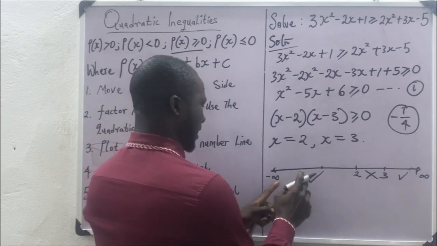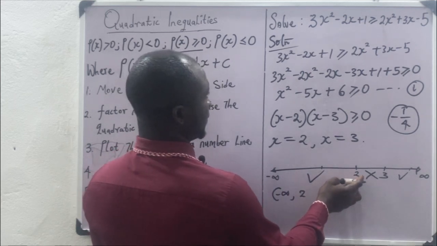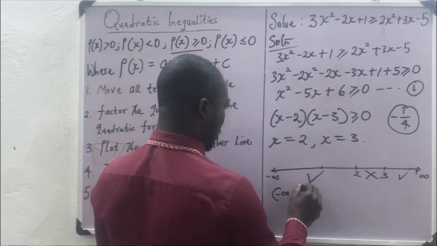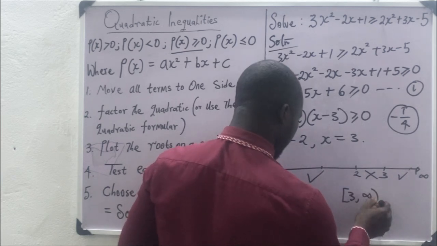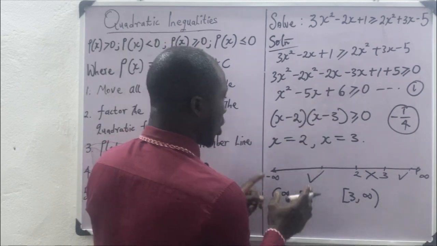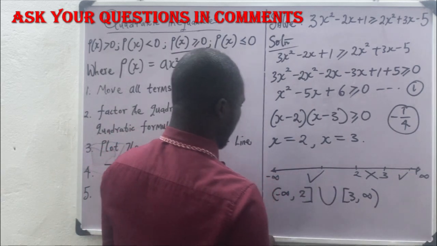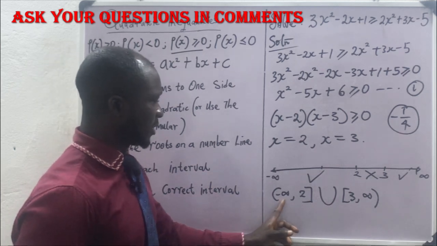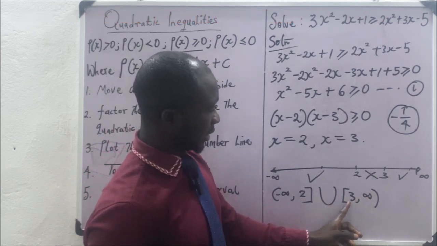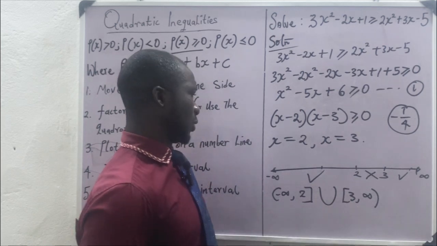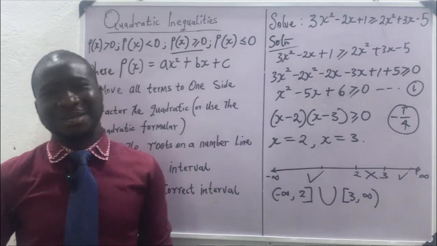So the intervals that satisfy this inequality are the interval from negative infinity to 2, where 2 is inclusive because the expression equals 0 there, and the interval from 3 to infinity. So the solution of this inequality is the union of the intervals that satisfy it. Therefore, the solution is minus infinity to 2, where 2 is inclusive, union 3 to infinity, and 3 is also inclusive. And this is how you solve given quadratic inequalities. See you in my next lesson.